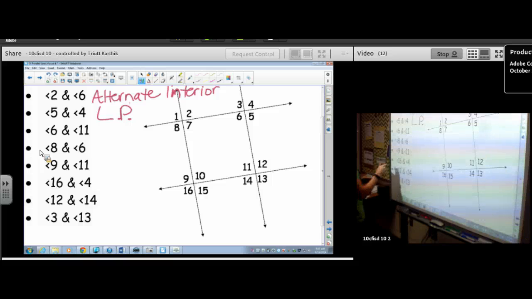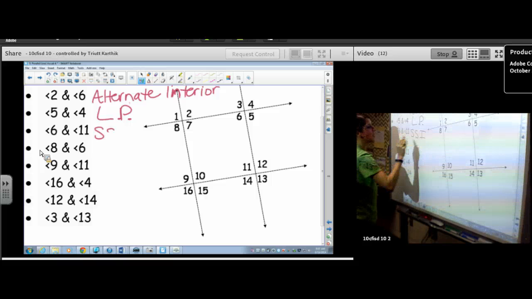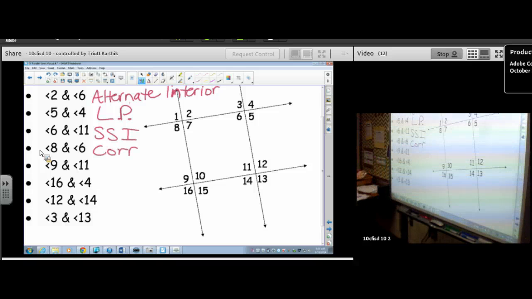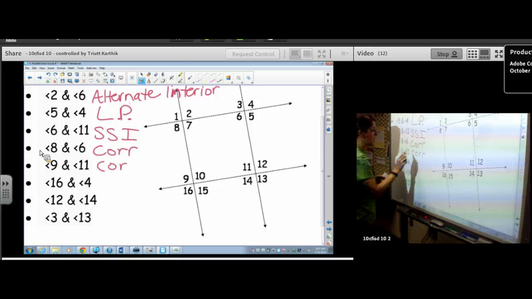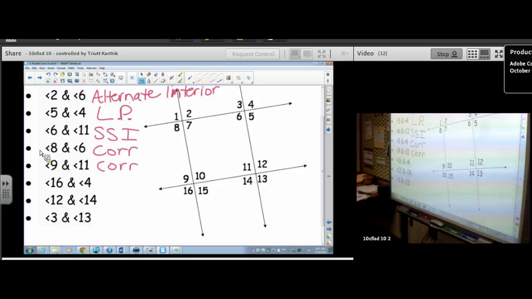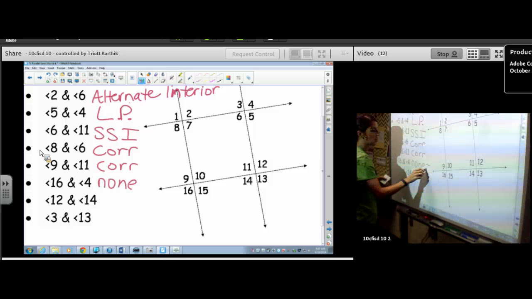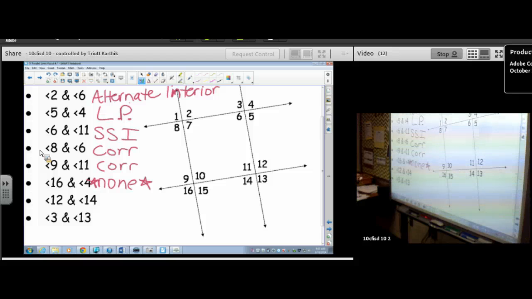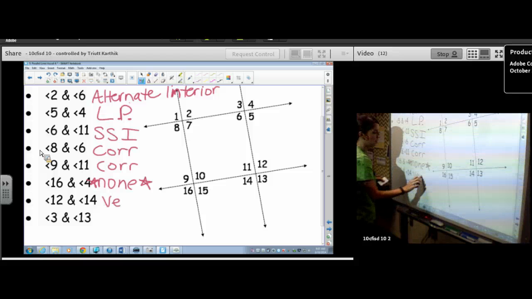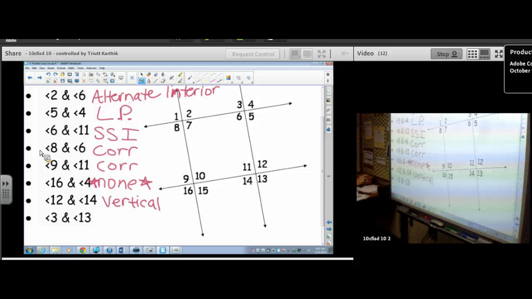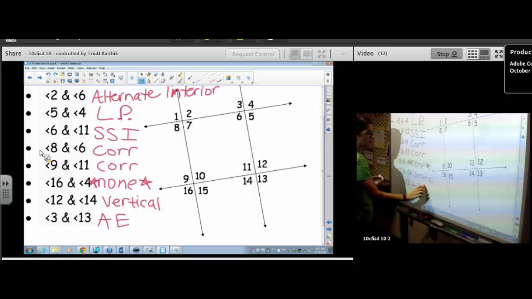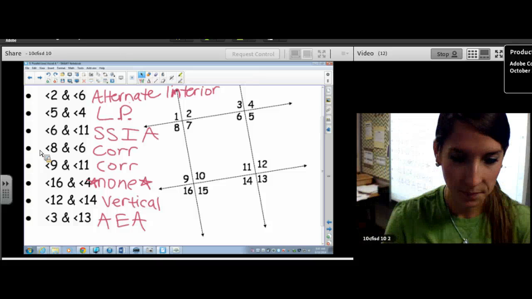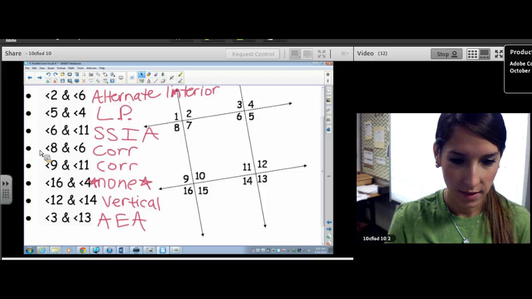Next one, 6 and 11. You should have gotten same side interior. 8 and 6 are corresponding. 9 and 11 are corresponding. 16 and 4 are none. That was a trick question. 12 and 14 are vertical angles. And 3 and 13 are alternate exterior angles. That was same side interior angles. Did you get them right? How'd you do?